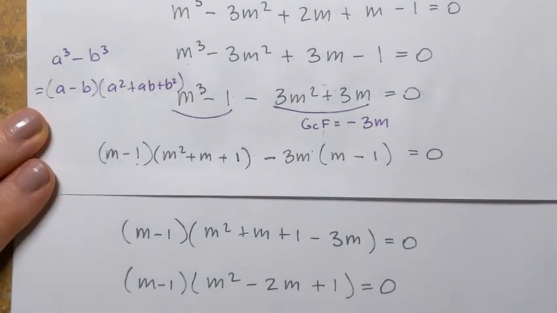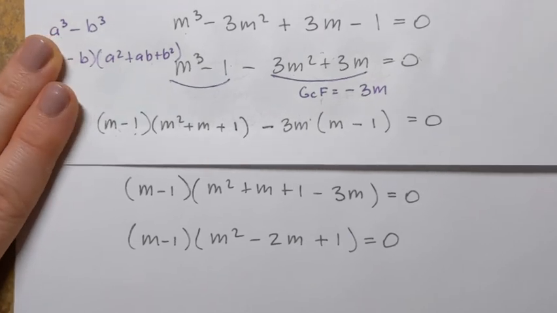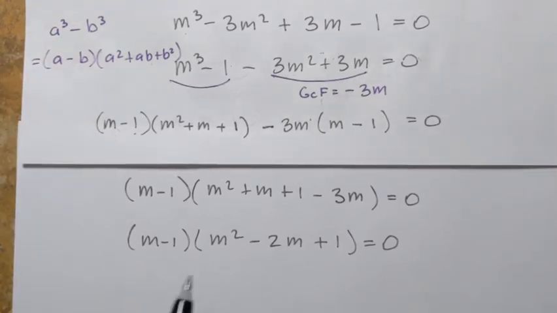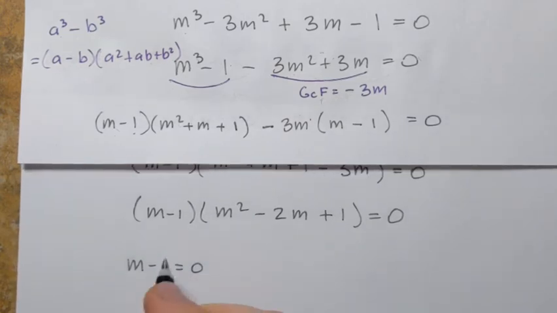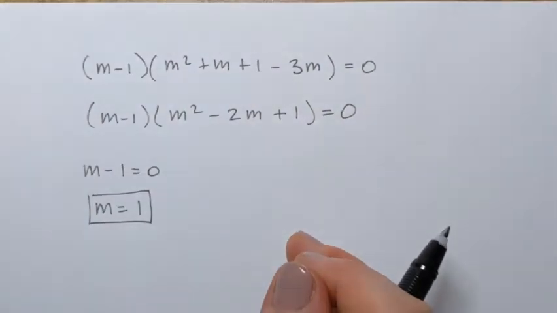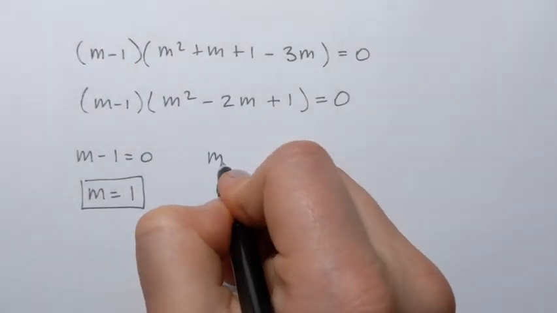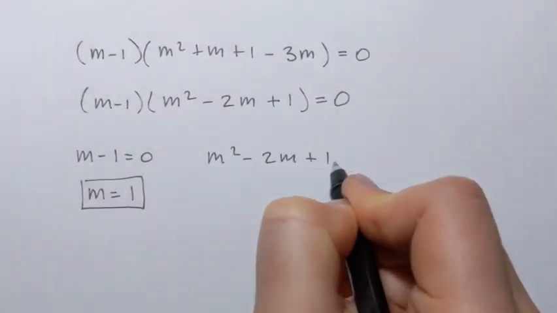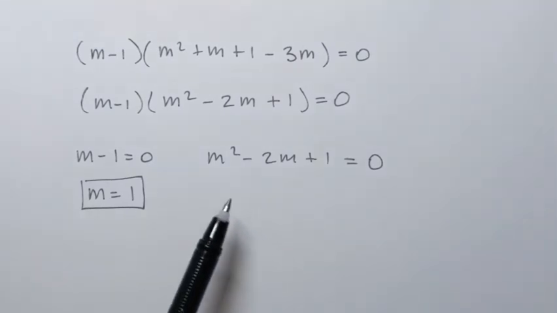And now I should be able to solve this by setting each factor equal to 0. So m minus 1, I set equal to 0, I get m equals 1. That's the first value of m. And then the second factor is m squared minus 2m plus 1 equals 0.